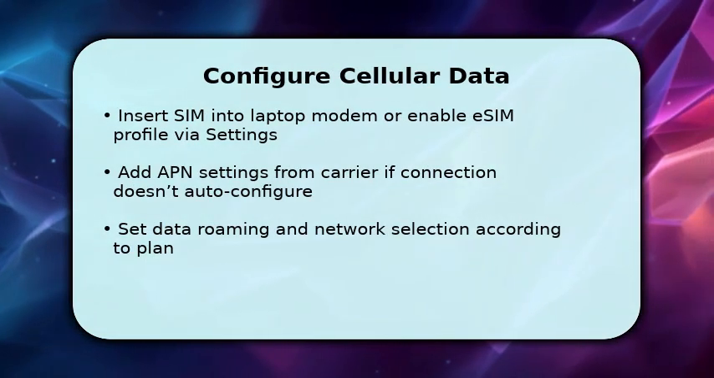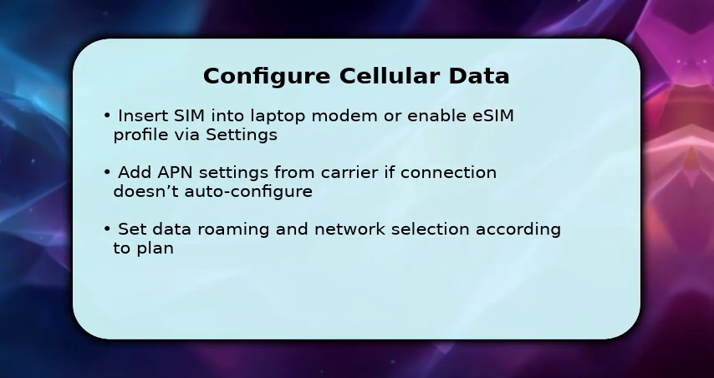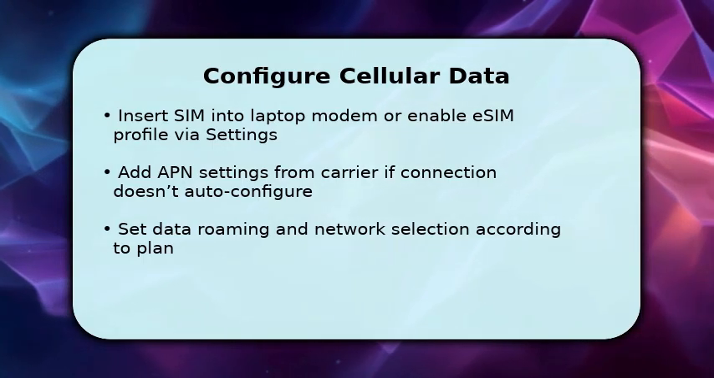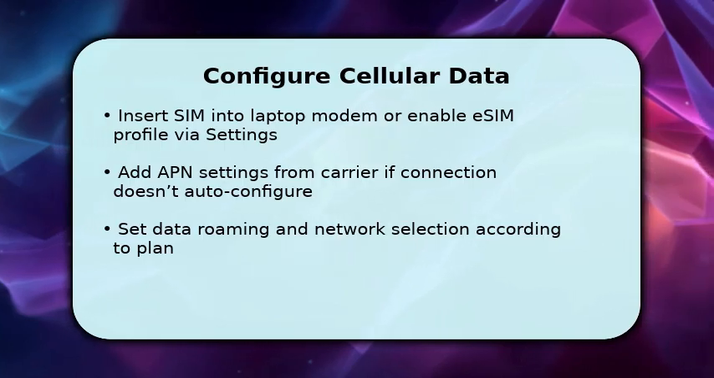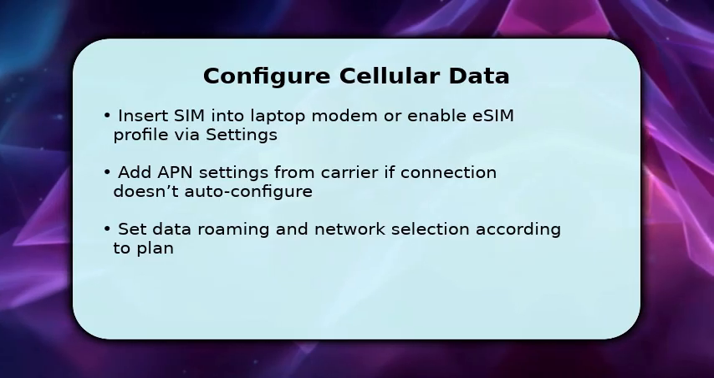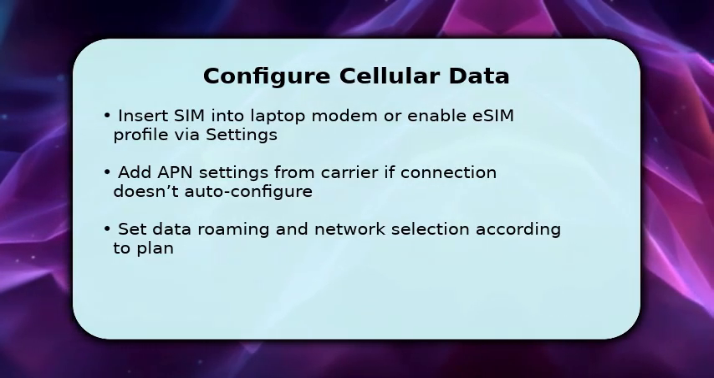If your modem uses a physical SIM, insert it and restart. For eSIM, open Settings, Network and Internet, Cellular, Manage eSIM, and add your carrier profile. You may need to manually enter the APN values from your provider under Advanced Properties. Do that if Windows fails to auto-configure.